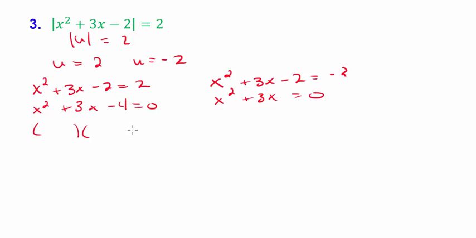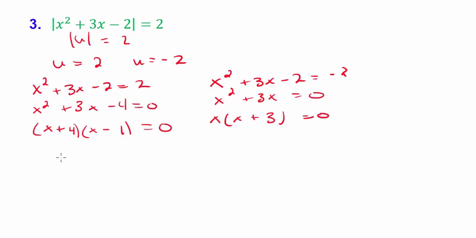All right, we will go ahead and factor these. So this will be x and x. We will have a plus and a minus, and so we will have positive 4 and negative 1. On this equation, we will have a GCF that we will have to factor out, which is x, which will leave us with x times x plus 3 is equal to 0.